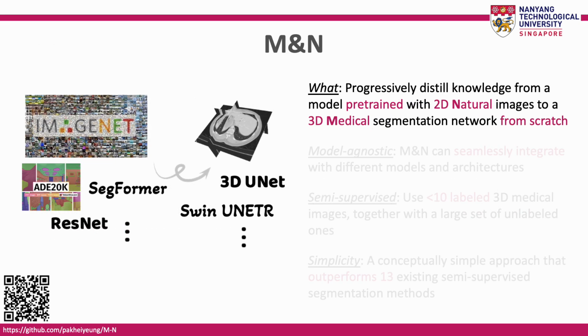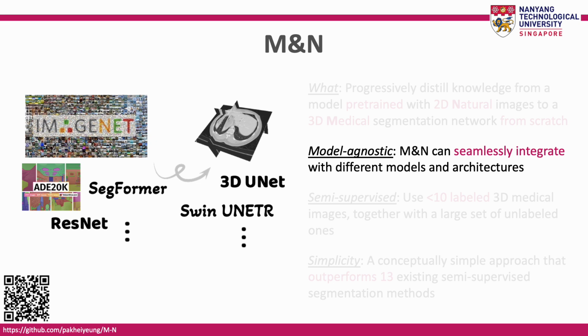To achieve this, we propose M&N, where M stands for medical images and N stands for natural images. Our M&N progressively distills knowledge from a pre-trained 2D model into a 3D medical segmentation network trained from scratch. It is model agnostic, meaning that our proposed method can be integrated with different models and architectures. We will show more details later in the results section.